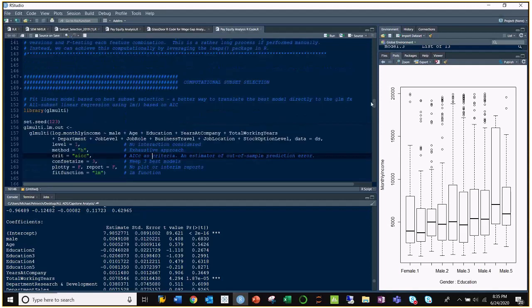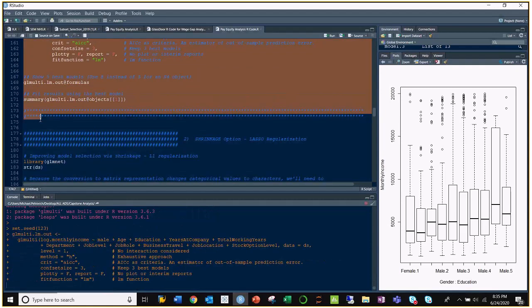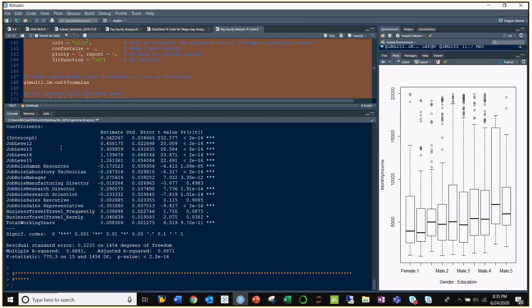All right, so as we do that, I'm going to run this really quick. What we find is, compared to our third model earlier, we end up with a much easier interpretation of the parsimonious model. So now our variables of interest are job level, job role, business travel, and total working years. All right, so 4 variables. And now we're making some traction here.